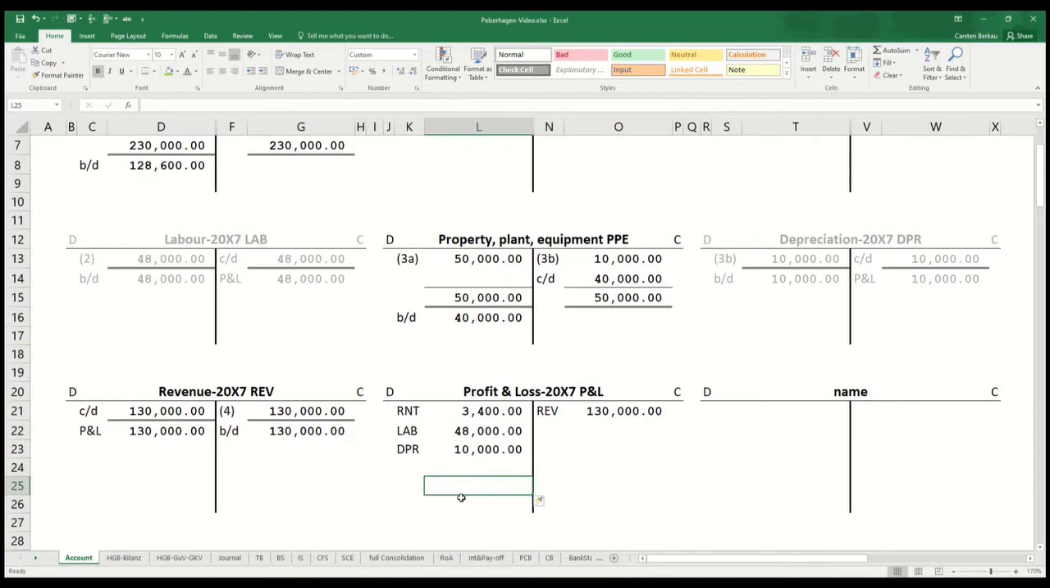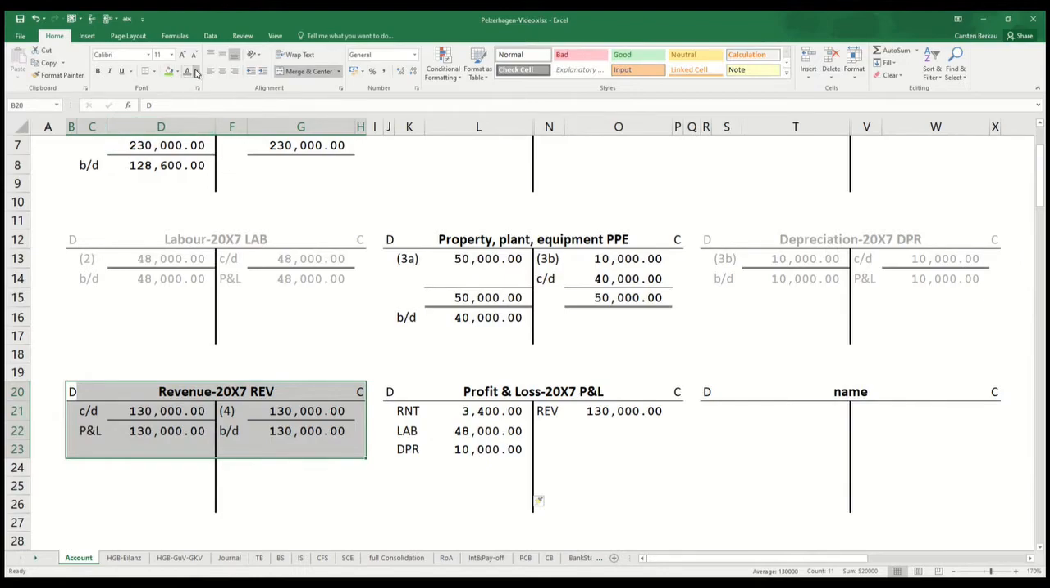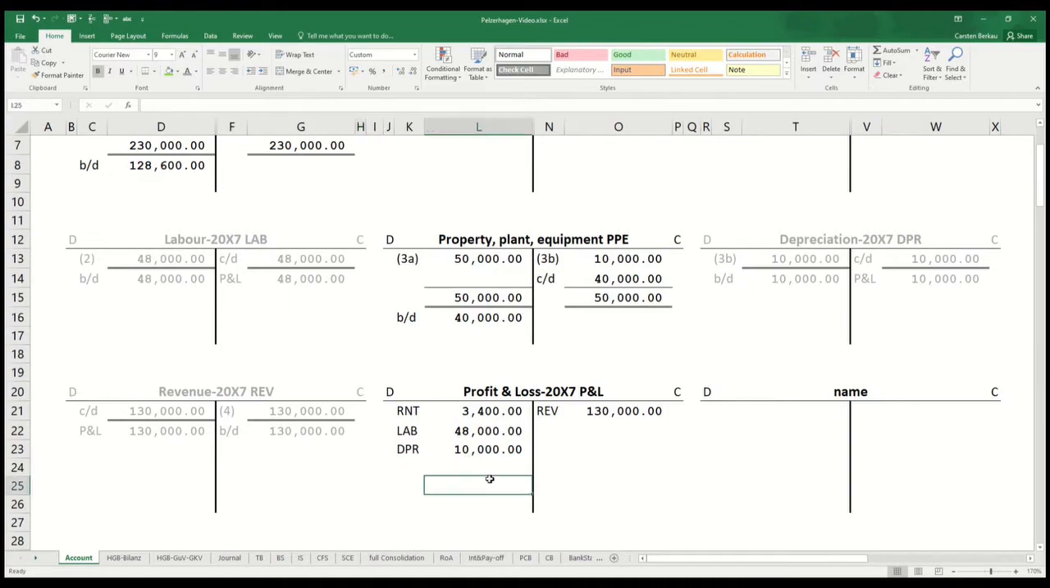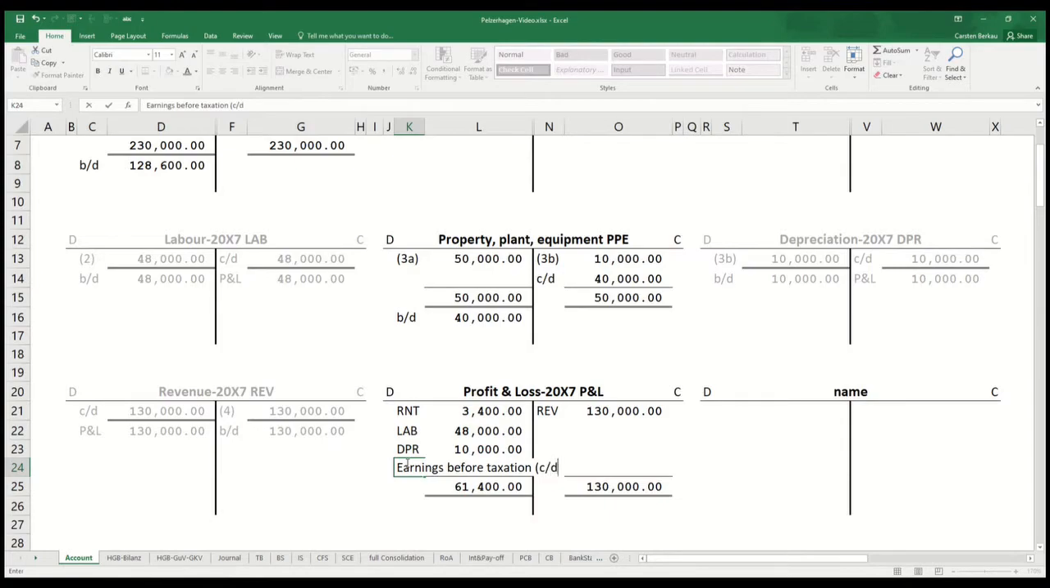At this stage, I will be able to calculate how much is the profit. Before I start to do so, I will gray out my revenue account, so all the figures will now appear in gray. Now the profit is the difference between the revenue and all the expenses. So we record this by balancing of the profit and loss account. Now what we get is actually now the earnings before taxation. And in order to indicate that we calculated this by balancing of the account, we write carried down.